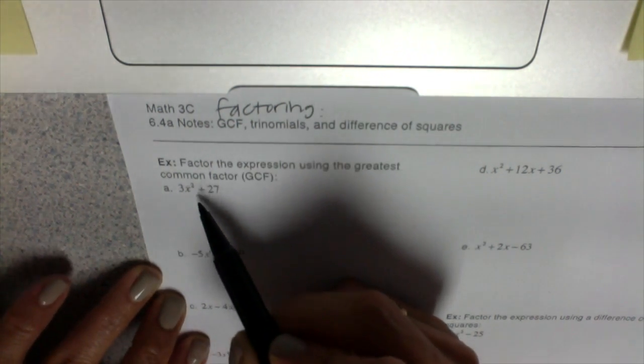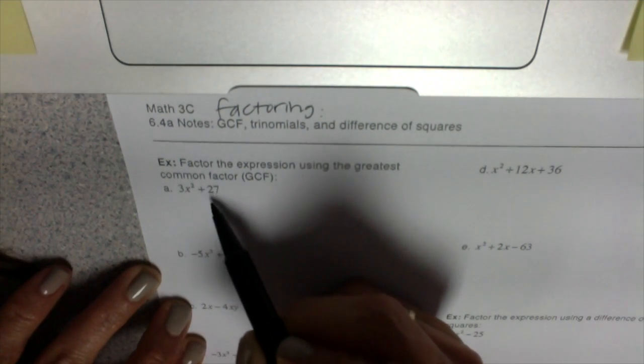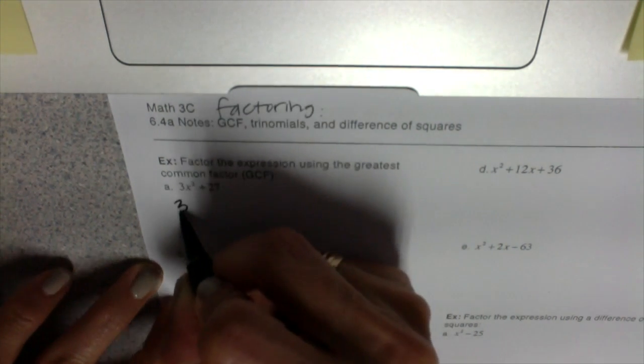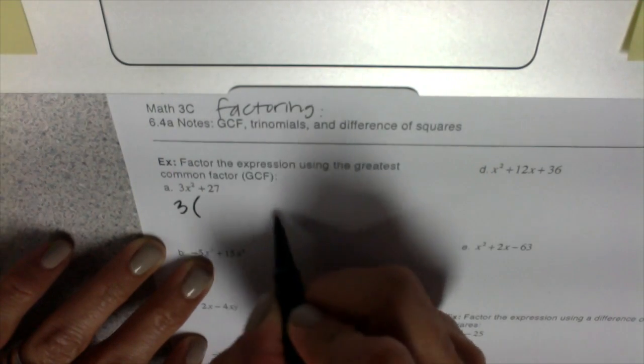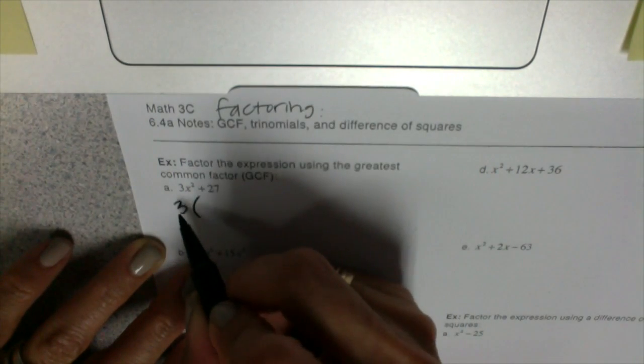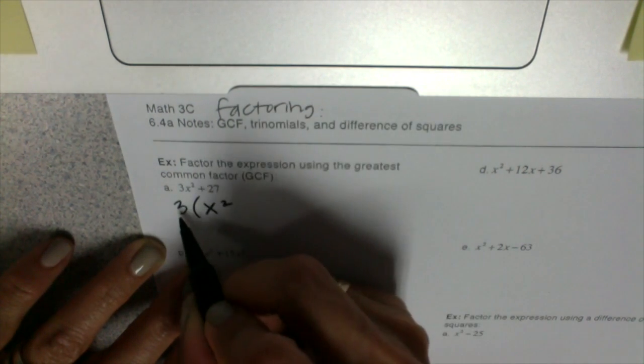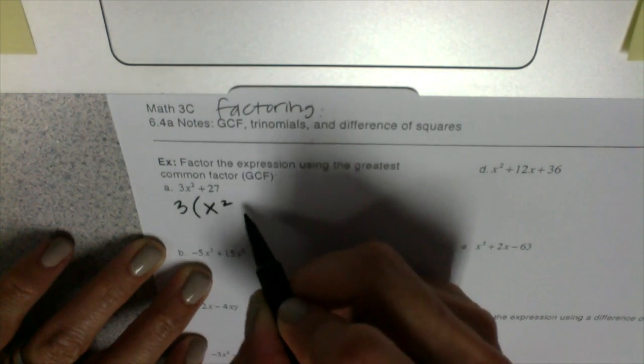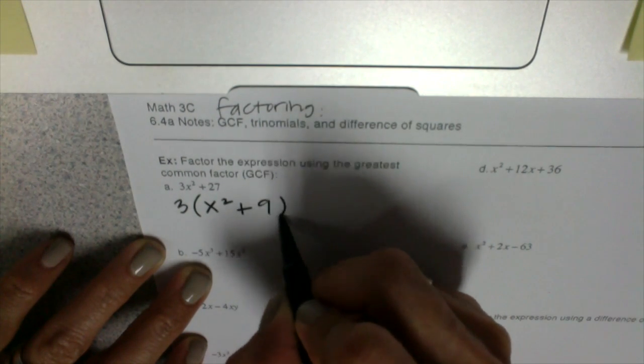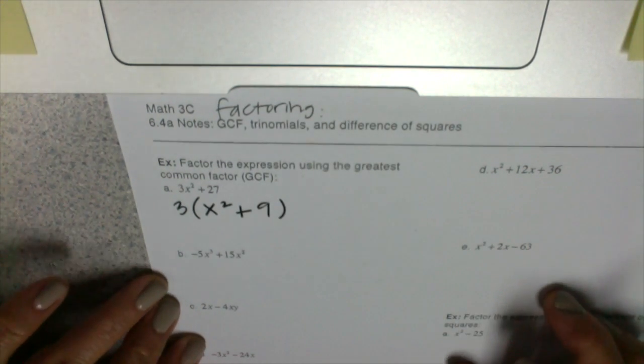So you have 3x squared plus 27. Both terms have a 3, so you're going to factor a 3 out. And then inside the parentheses, you're going to write what would be left. So you'd say 3 times what is 3x squared, so that will be x squared. And then you say 3 times what is 27, which will be plus 9. And there's your answer for part A.